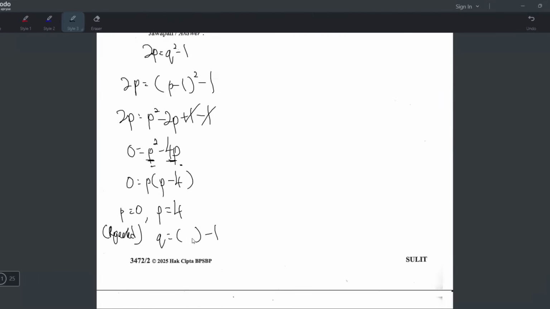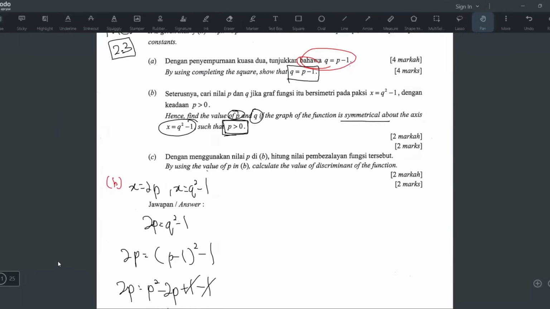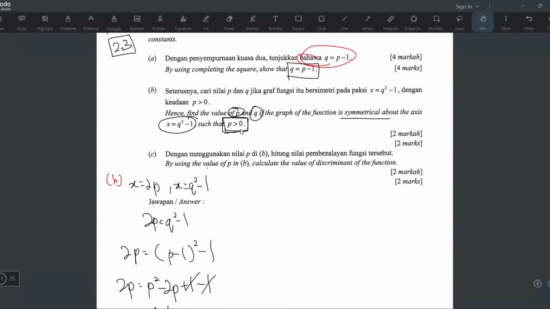Q equals P minus 1. So P minus 1, 4 minus 1. So your Q is 3. So done. P is equal to 4. Q equals to 3. And there's only one set of answers, because the 0 we rejected already. Okay? And we reject it because the question mentioned it like that. The question says P has to be bigger than 0.